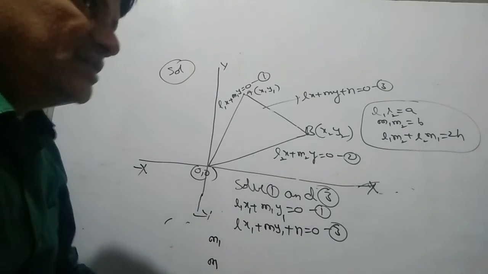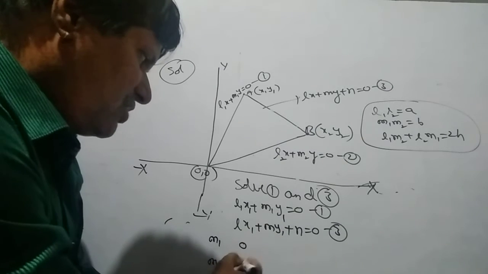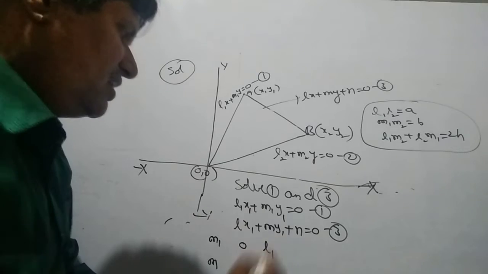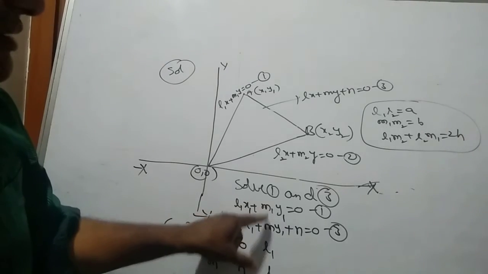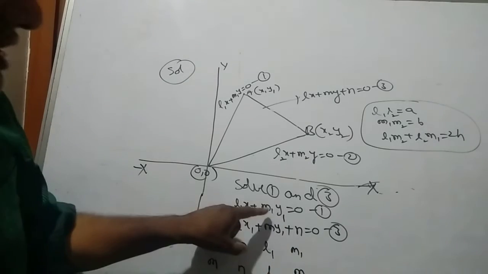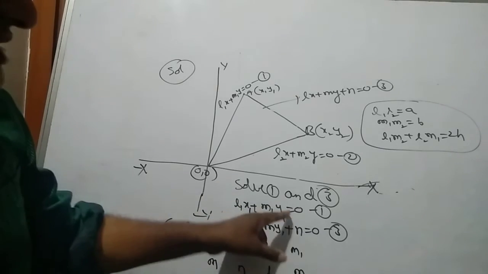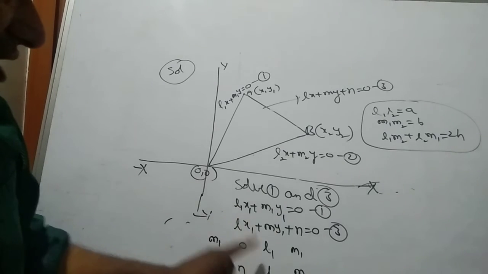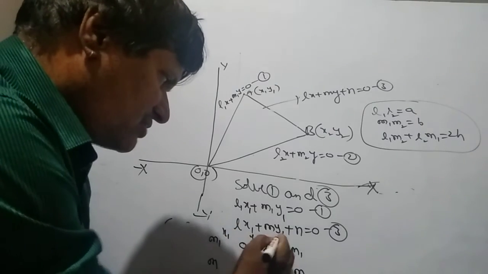Take the coefficient of y1 terms, m1 and m, and also the constants 0 and n. Coming to the first one, the coefficient of x1, you take L1 and L. Then write x1 here, y1 here, and 1 here.